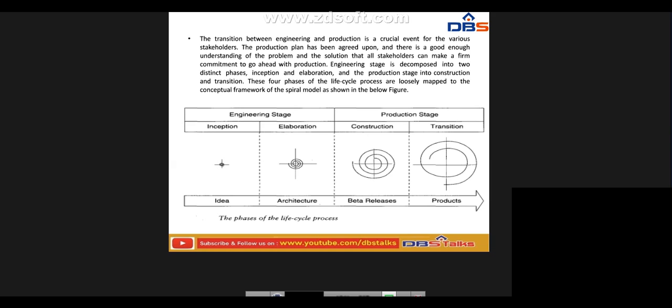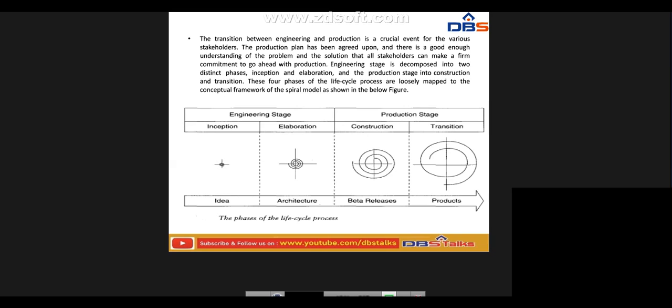In the engineering stage, it is decomposed into two distinct phases: inception and elaboration. In the engineering stage there is the idea and the initial stage, and the design stage is based upon the engineering stage. Releasing and testing will be dependent upon the production stage.